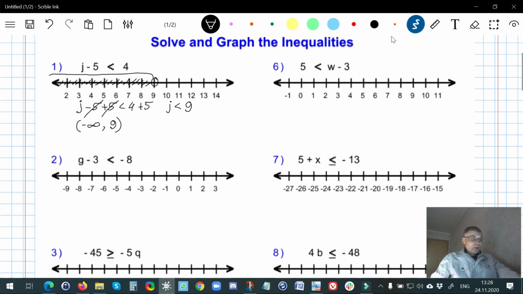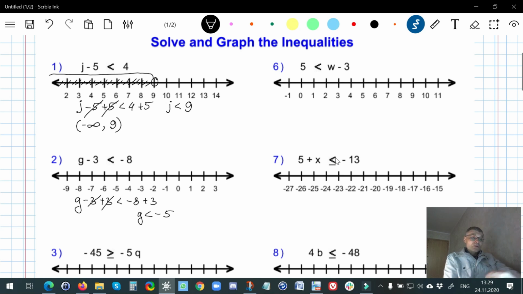Okay, let us do number 2. I have to isolate G, and to do that I have to add 3. G minus 3 plus 3 is less than negative 8 plus 3. G cancels, and I have to calculate negative 8 plus 3. It is obviously negative 5. This is my set builder notation answer. G is less than negative 5.